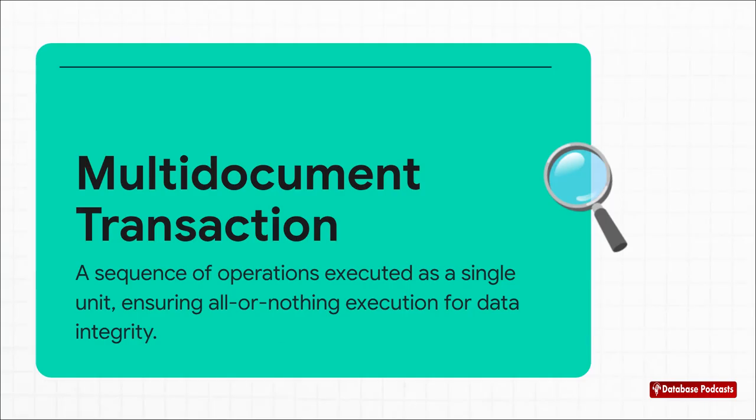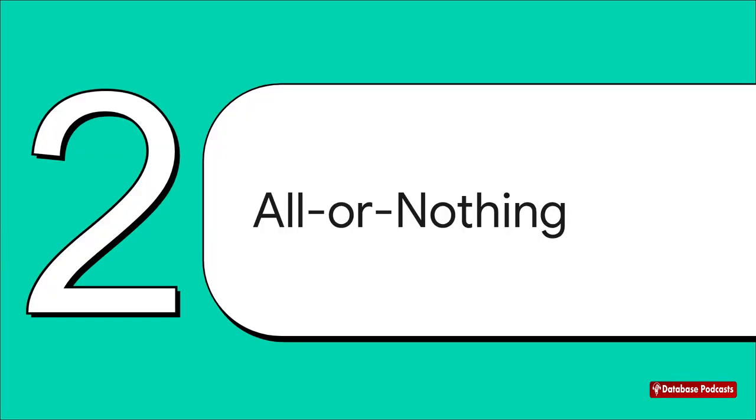A multi-document transaction is basically a promise. It's a promise that a whole series of reads and writes will be treated as one single thing. And this is absolutely crucial for keeping your data clean and consistent, especially in complex apps. It's the secret sauce behind that all-or-nothing execution. Right. This all-or-nothing idea, the technical term is atomicity, is really the heart and soul of what makes transactions so safe. It's what guarantees your database is never left in some weird halfway updated state.